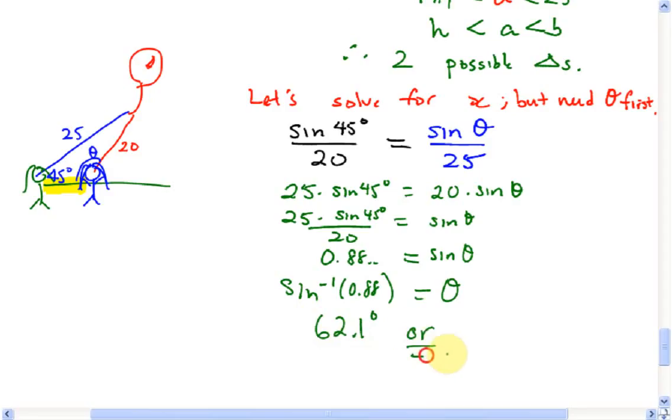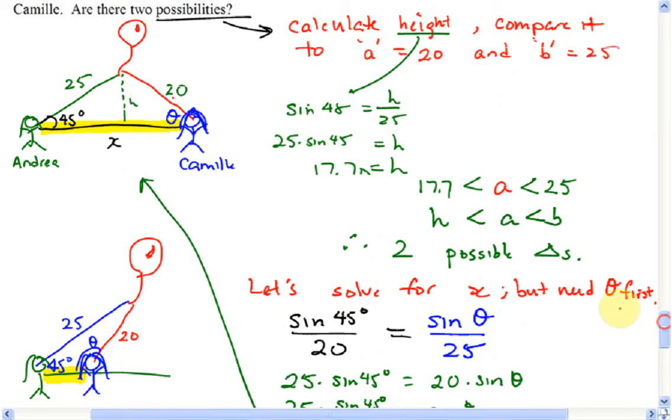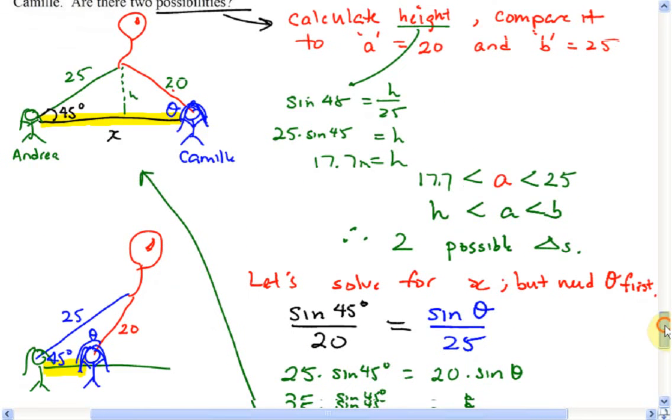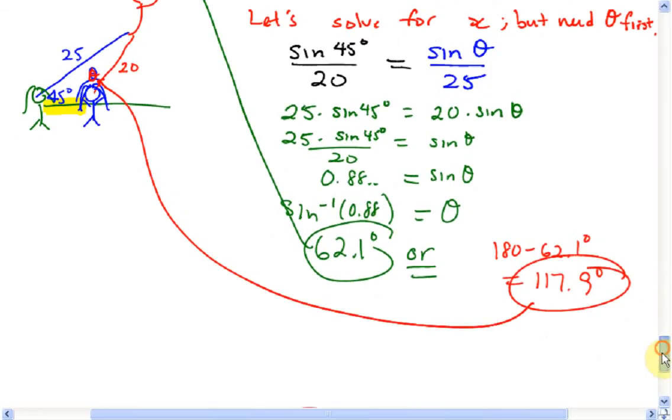Or, because there's two triangles, 180 minus 62.1, which is 117.9. So the 62.1 is the angle for the picture up here, the small acute angle. The 117.9 is the angle over here. Now, your announcement's going to come on soon and I've run out of time, but continue and solve for X.